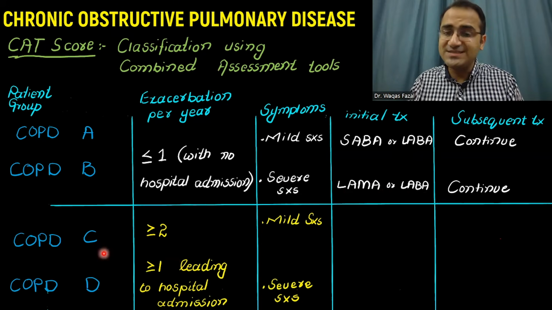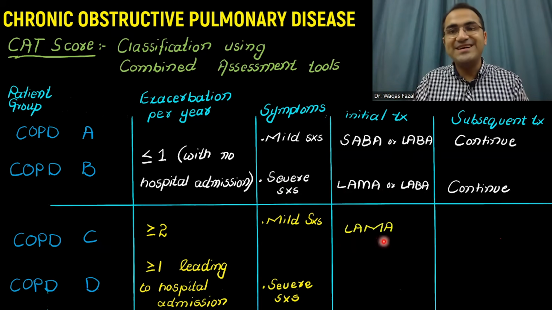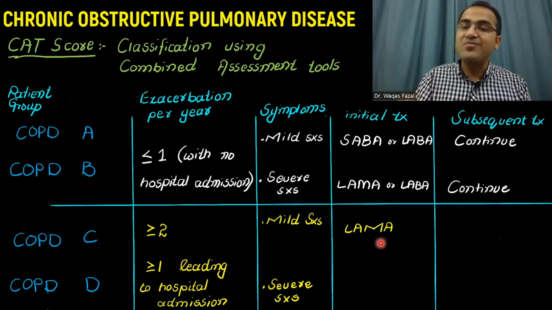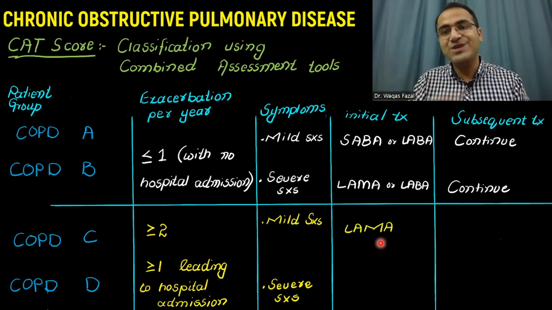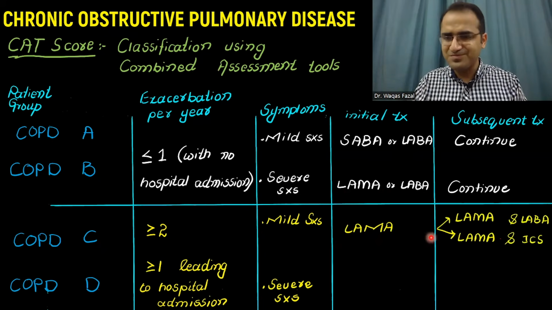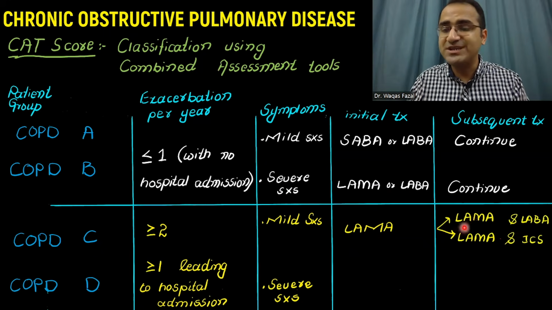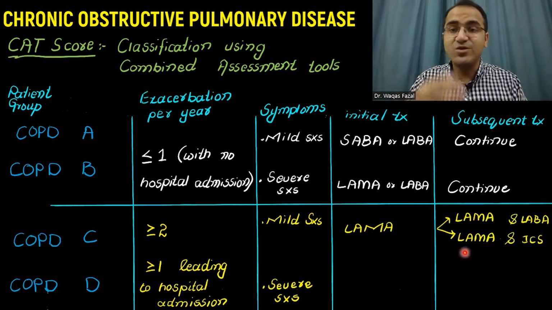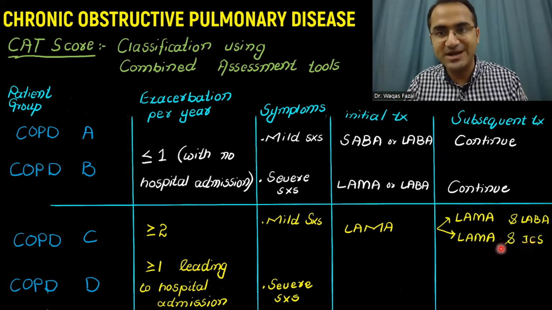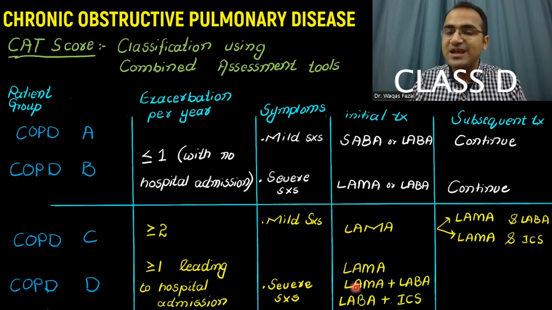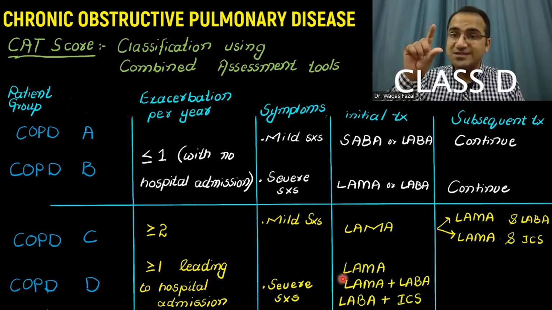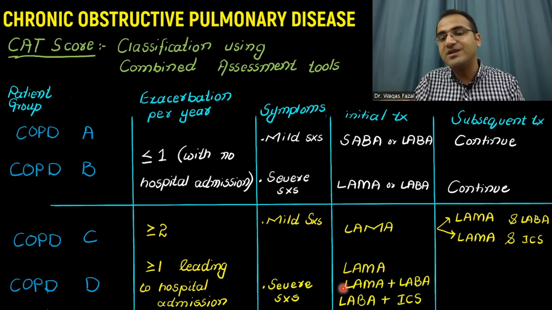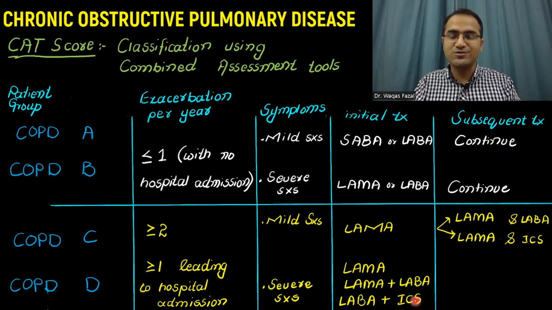In COPD class C, long-acting muscarinic antagonists like tiotropium bromide 18 microgram once daily can be used. They have a long duration of action. Other than that, the patient can continue on these LAMA or LABA inhalers. Otherwise, the patient can also use a LAMA and inhaled corticosteroid combination. In COPD class C, you can go for either a long-acting muscarinic antagonist like tiotropium bromide alone or in combination with LABA or inhaled corticosteroids.